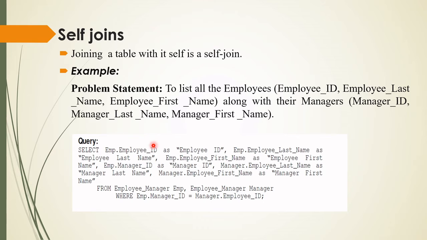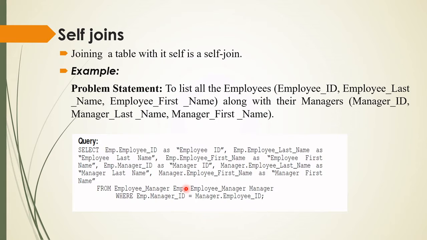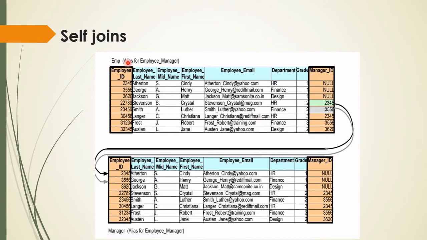So we are writing employee.employee ID, employee.employee last name and employee.employee first name as the employee first name, and employee.manager ID as the manager ID. Now from manager we are selecting manager.employee last name and manager.employee first name as the manager's first name and last name. From which table? From employee manager. Our employee manager is divided into EMP and manager, which I have explained here. EMP is an alias for employee manager and manager is an alias for employee manager.